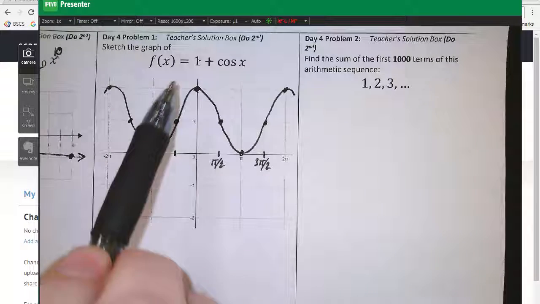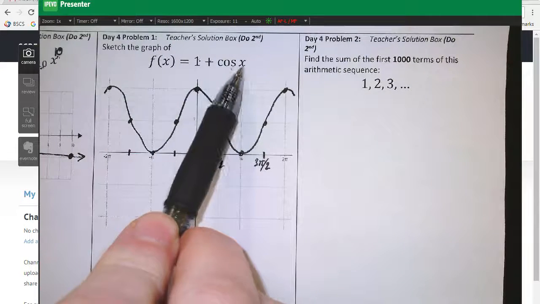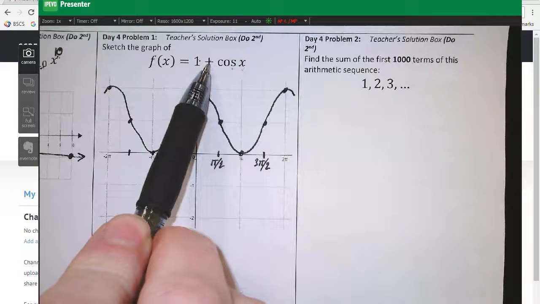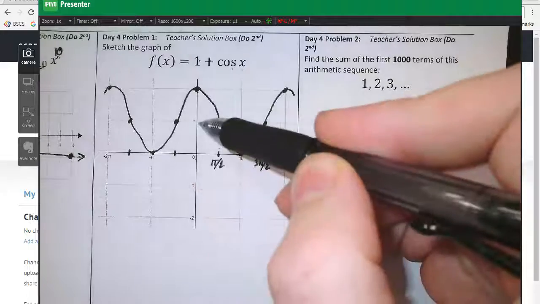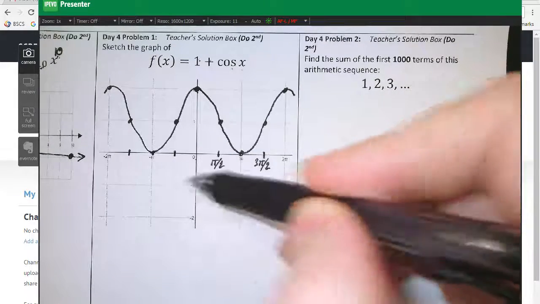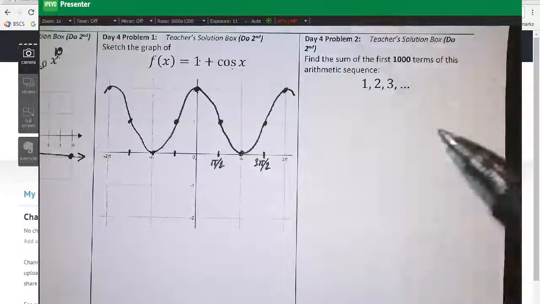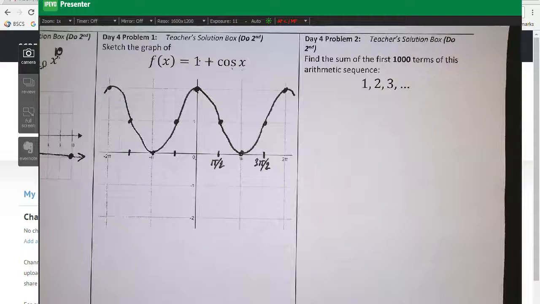Several weeks ago we graphed f of x equals the cosine of x, and it did not have this extra plus 1. It was exactly the same shape, but it was 1 unit lower on the grid. So adding 1 creates a vertical shift. It moves the entire wave function up 1 unit.